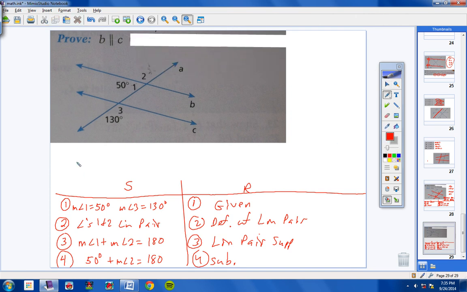So now number 5 would be, we're going to subtract 50 from both sides. So if I subtract 50 from the left side, it's gone. If I subtract 50 from this side, I'm left with 130. So now I have measure of angle 2 equals 130, and the reason would be subtraction. We subtracted 50 from both sides, okay, subtraction.